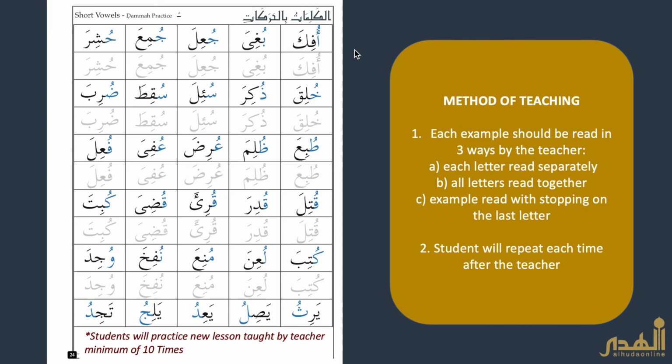So, for example, here we have u, rounding of the lips, fi, bringing the jaw down, ka, open the mouth: u, fi, ka. And then they're going to read it all together, u, fi, ka. And then when they're stopping, you will say u, fi, k.